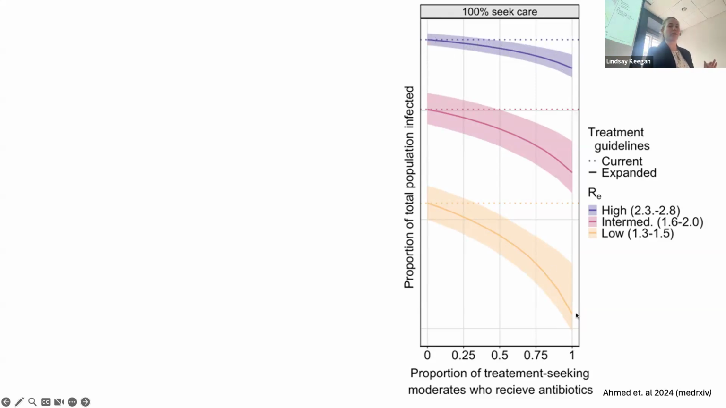And then when you get all the way over to 1, that means every single moderate infection is treated with antibiotics. And so what you can see is the final size of the outbreak, so the total proportion of the population infected goes down in all cases.